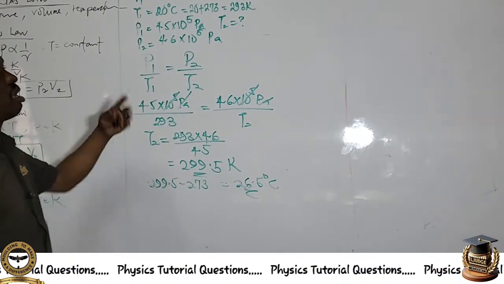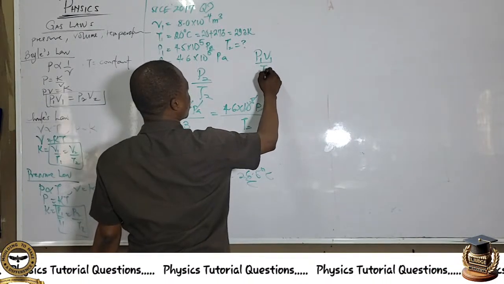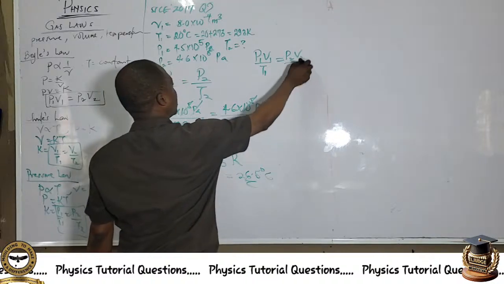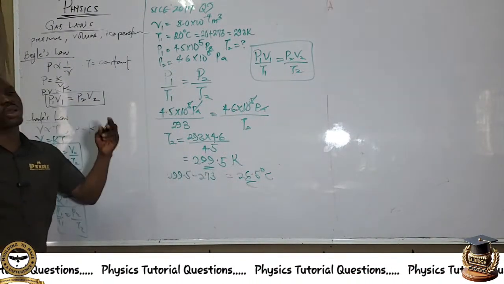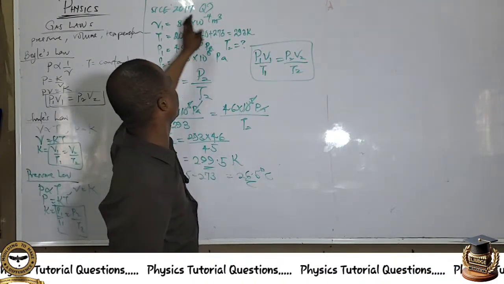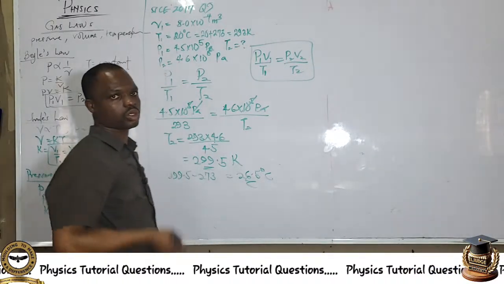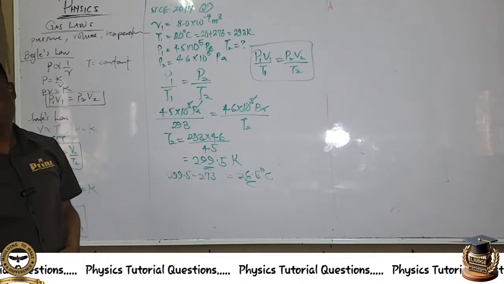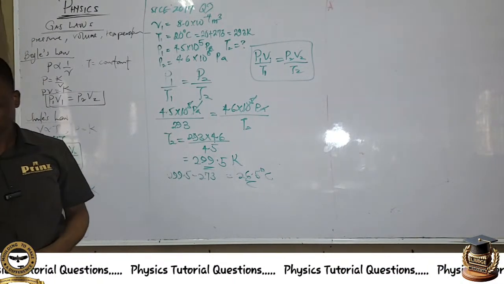Also, if a student makes use of P1V1 over T1 equals P2V2 over T2, this is the general gas law. If you use this general gas law equation, we are still going to mark you, because by the time the volume remains constant, V1 is equal to V2. It cancels out, so you still get the right answer. So then the second question, it's a table.